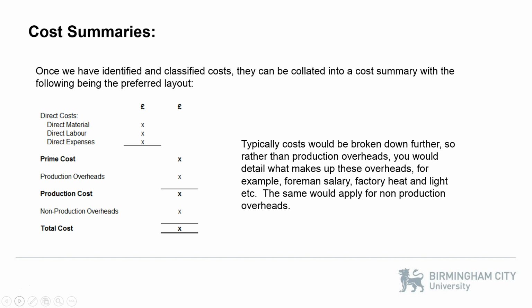Then, to get the total cost, we add all our other overheads. So these are overheads that are incurred elsewhere in the organisation. So these could be our selling and distribution overheads. It could be the administration overheads. It could be the finance overheads. So we gather together all of those non-production overheads, add them to the production cost, and we have the total cost. So that's the layout of the cost summary, which you will need to be aware of.